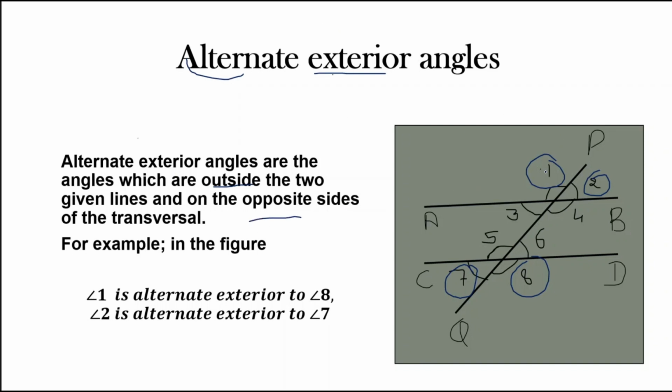So if I ask you, tell me the alternate exterior to angle 1. It's clearly visible. 1 is on the left side of the transversal. The angle opposite to 1 and also on the right side of the transversal is angle 8. That is why angle 1 is alternate exterior to angle 8. Similarly, alternate exterior to 2 is angle 7. Right? So there are two pairs of alternate exterior angles and two pairs of alternate interior angles.